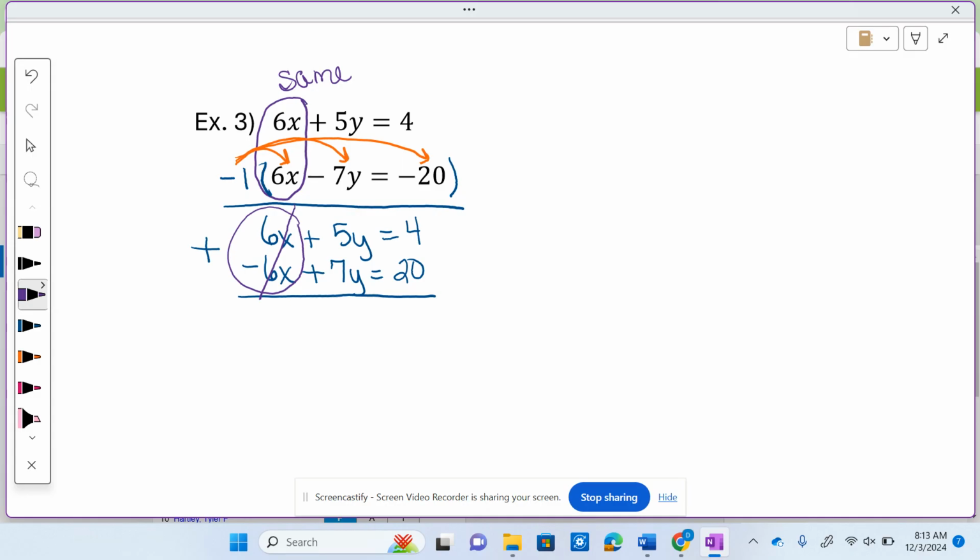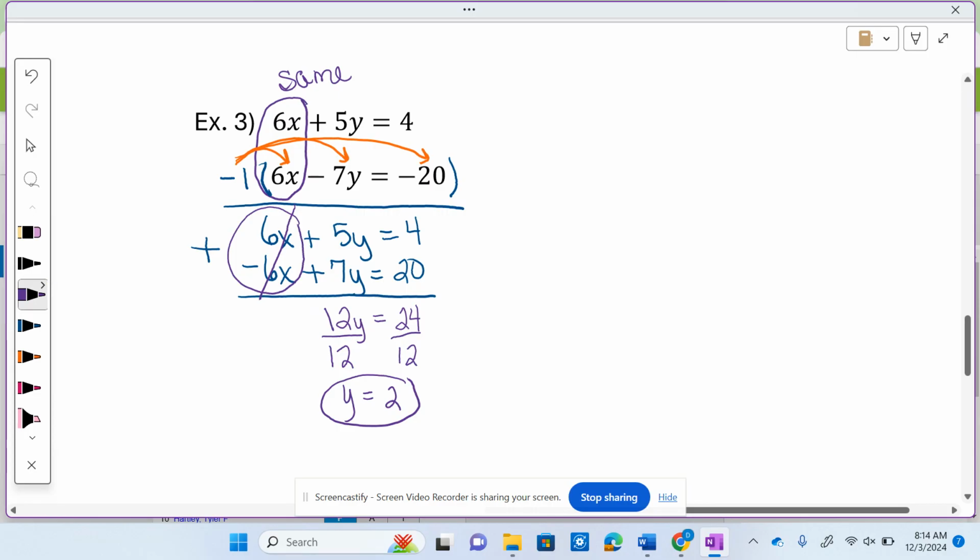So what is 5y plus 7y? 12y. And 4 plus 20 is? Just 24, yes ma'am. And then next step, Tim, what are we going to do next? Divide both sides by 12. So y equals 2. Lysandro, what are we going to do next? What are we going to do with that y equals 2?